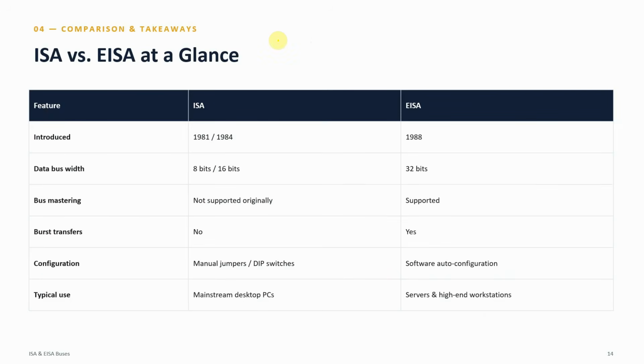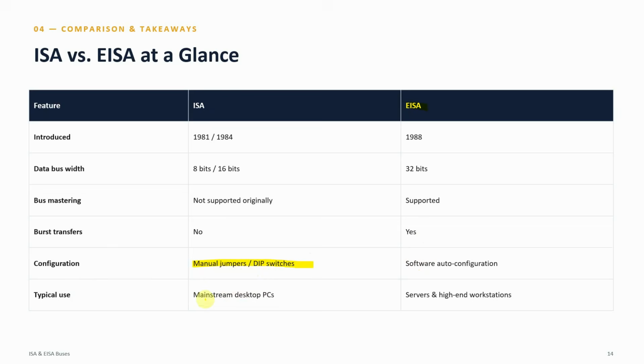If I want a brief recap of ISA versus EISA: ISA was introduced in 1981, and EISA was introduced in 1988. The bus width of ISA is only 8 or 16 bits, whereas EISA is 32 bits. Bus mastering is not supported by ISA, whereas EISA supports bus mastering. Burst transfers are not supported by ISA, whereas EISA supports burst transfer. And for configuration, if I want to configure an ISA bus, I should use manual jumpers, whereas EISA supports software auto configuration. You don't need manual jumpers for it.